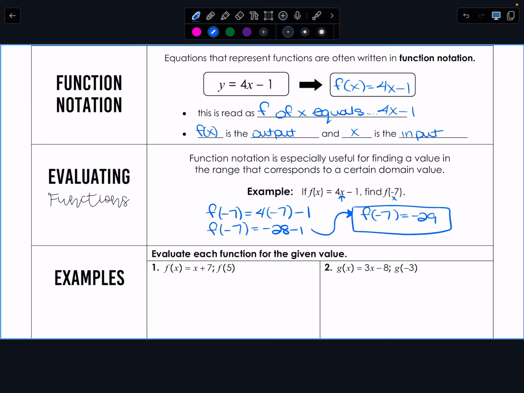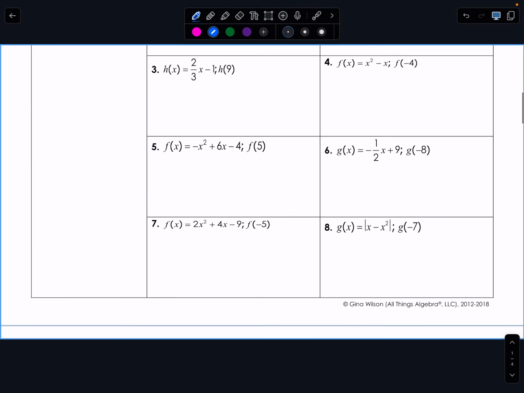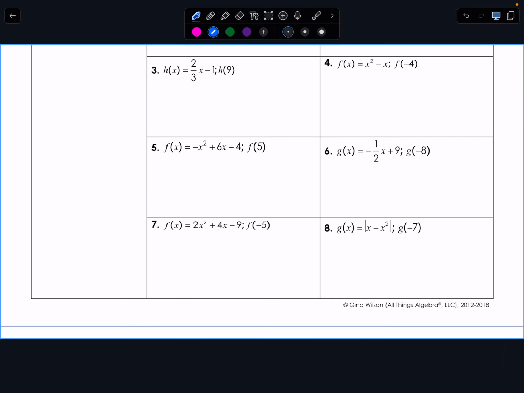Let's do 8. And I'm doing 8 because it's an absolute value, right? So I just want you guys to know it doesn't change anything. My negative 7 is where my x is. So if I want g of negative 7, I plug in negative 7 for all of my x's in my equation. All of them, not just one of them, not just the one I feel like, but all of them.